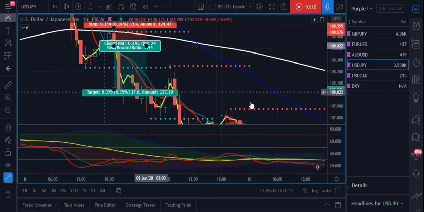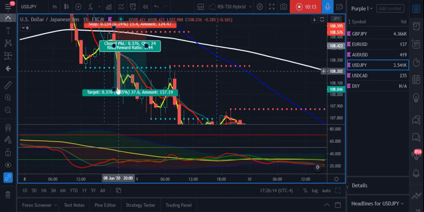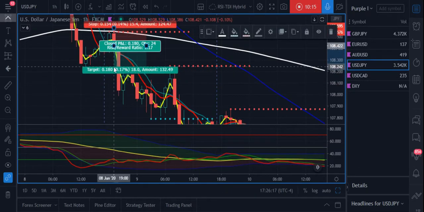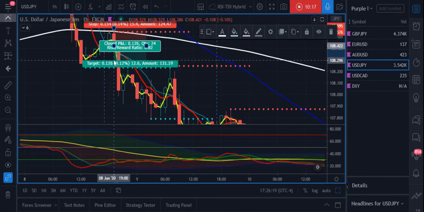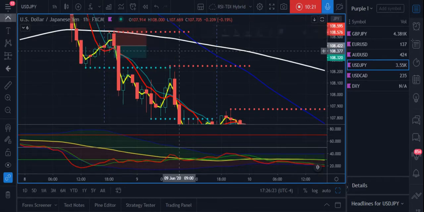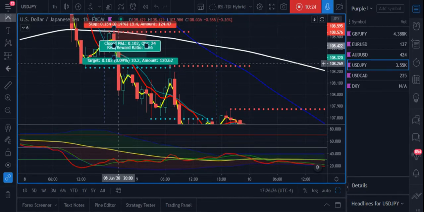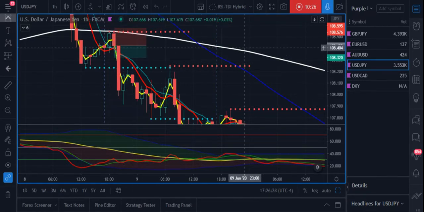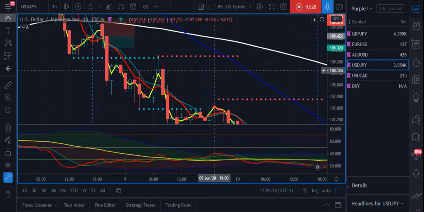We just come on down and lock in your 10 pips. And I'm going to show you where that's at. 10 pips is right in here somewhere, right in there. That's your 10 pips right there. The rest is just gravy.